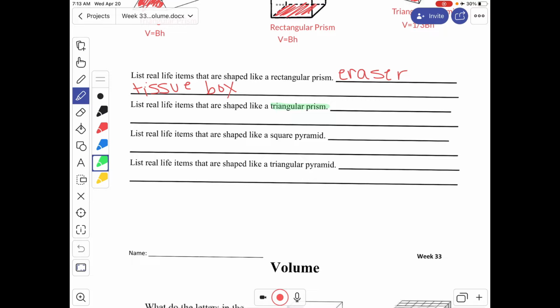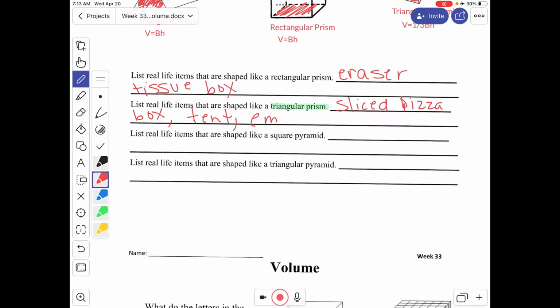What about triangular prism? That might be the sliced pizza box that we looked at. Or maybe a tent. An empty binder is shaped like a triangular prism. Or a slice of cake, that would be a triangular prism.